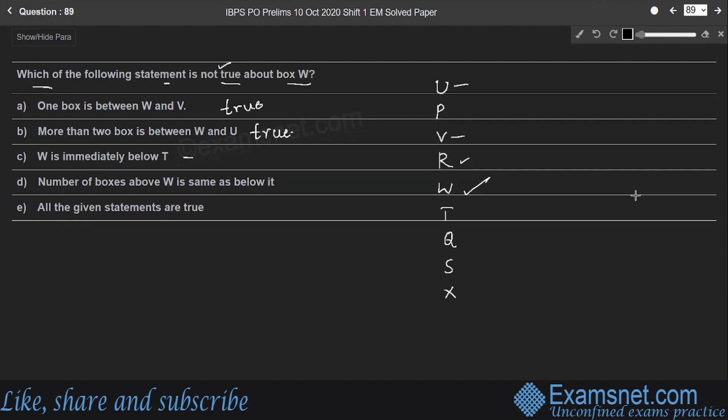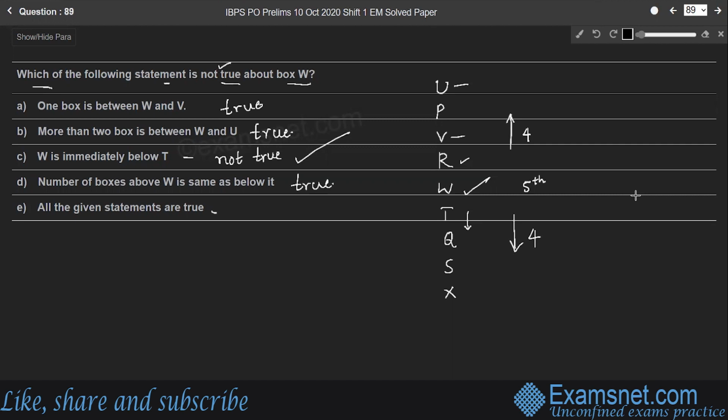And the next one, W is immediately below T. So, below T, box Q is there. Therefore, W is immediately above T. Therefore, the statement is not true. Hence, option C is the right answer, right? Whereas option D, number of boxes above W is the same as below it. Since box W is the 5th box, the number of boxes above it is 4 and below it is also 4. Therefore, option D is also a true statement.